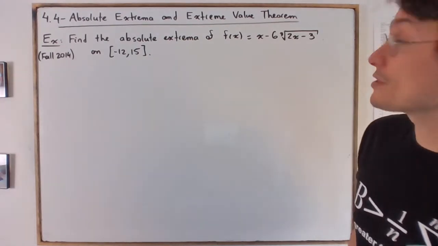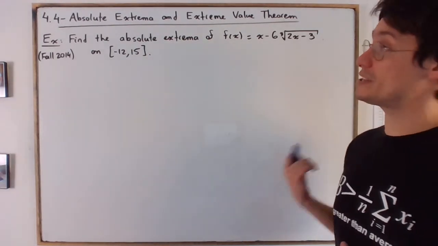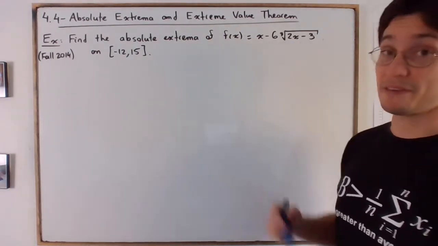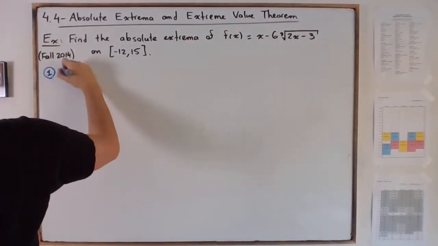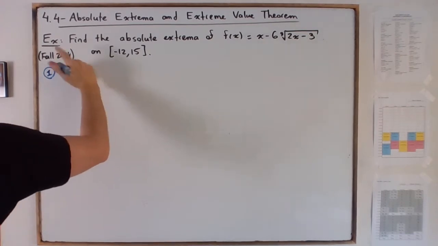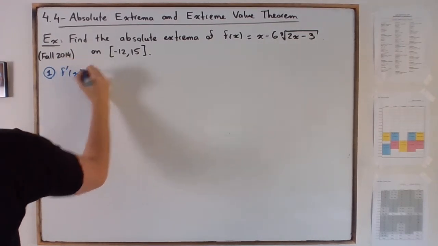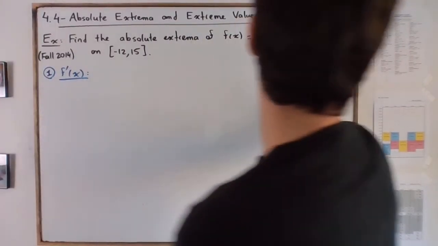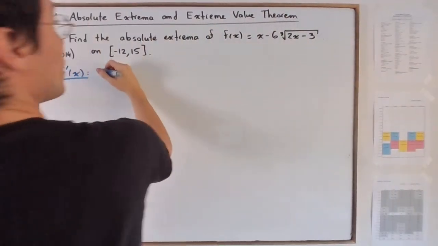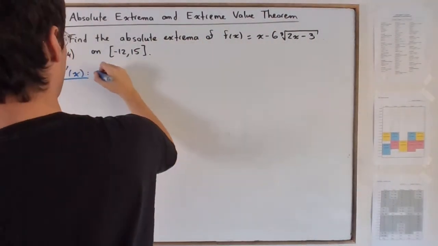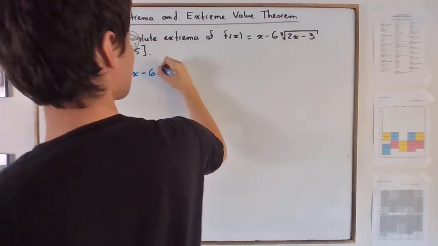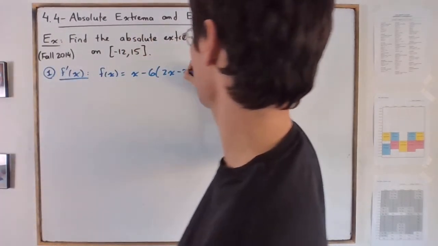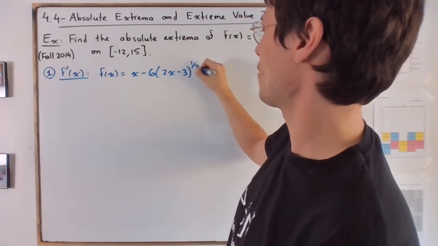All right, the first thing to do is actually not very hard. It's just to take the derivative, okay? Remember, step number 1, take the derivative. But before taking the derivative, a preparation step: write this as the inside to the power of 1/3. So f of x is going to be (x minus 6) times (2x minus 3) to the power of 1/3.